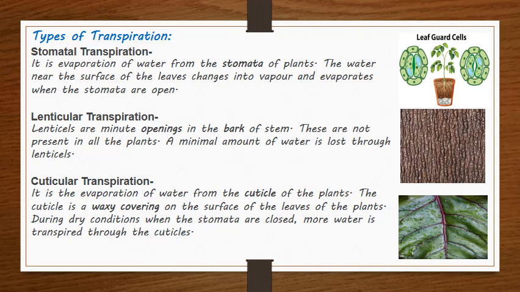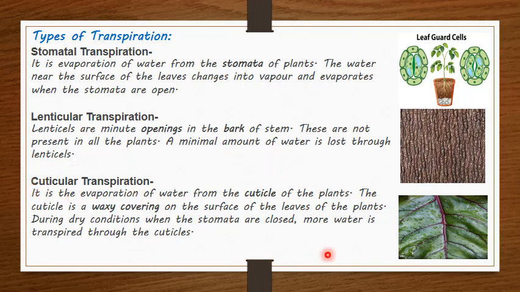Types of transpiration. Stomatal transpiration. It is evaporation of water from the stomata of plants. The water near the surface of the leaves changes into vapor and evaporates when the stomata are open. Lenticular transpiration. Lenticels are minute openings in the bark of stem. These are not present in all the plants. A minimal amount of water is lost through lenticels.